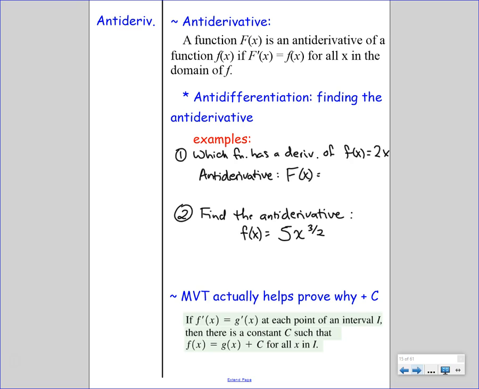Anti-differentiation is the process, the act of finding the antiderivative. I'll give you two different ones. Let's see if you still know how to integrate, or find the antiderivative. Deriving's a lot easier. Get your plus C's, kiddos.